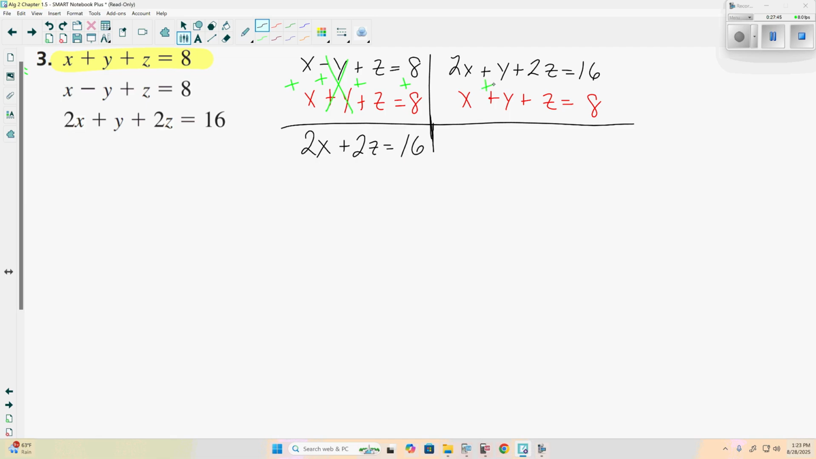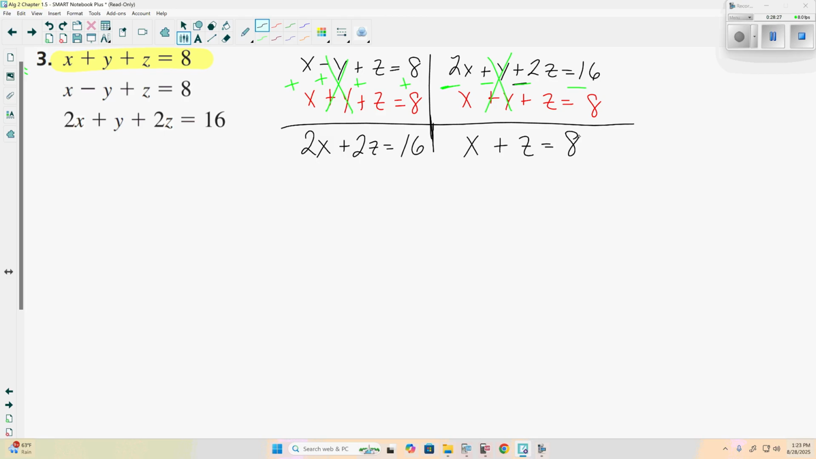Well, can we add Y and Y to get 0? No. This is one of the first ones where we're having to do two different operations for each of these equations. Because the first set, we could add them together to get the Y's to cancel out. Here, we're going to have to subtract. Now, 2X minus X is X. Y minus Y is 0. 2Z minus Z is going to be plus Z. 16 minus 8 is 8. Questions on how we got to this point here?